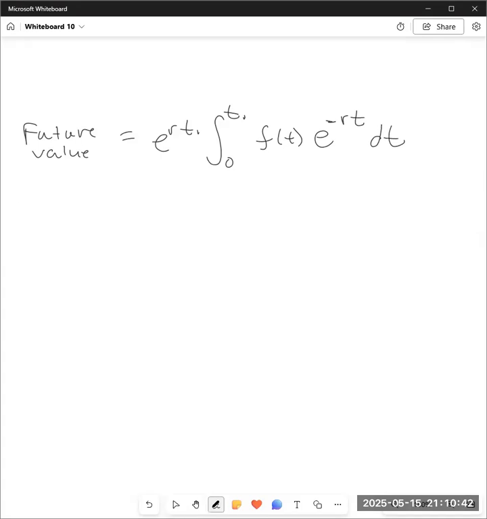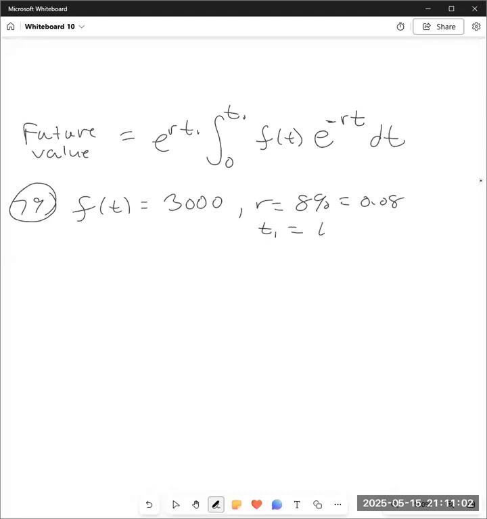So we're told in 79 that f of t is 3,000, r is 8%, which is the same thing as 0.08, and t sub 1 is 10 years. And this 8% is an annual interest rate, so the time in r and the time in t is the same. So let's go ahead and set this up.